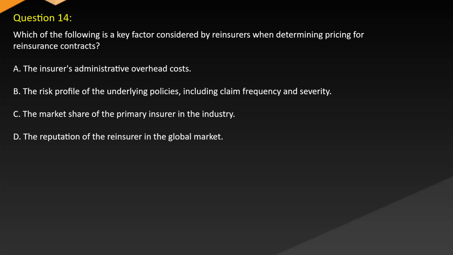Question 14. Which of the following is a key factor considered by reinsurers when determining pricing for reinsurance contracts? A. The insurer's administrative overhead costs. B. The risk profile of the underlying policies, including claim frequency and severity. C. The market share of the primary insurer in the industry. D. The reputation of the reinsurer in the global market.